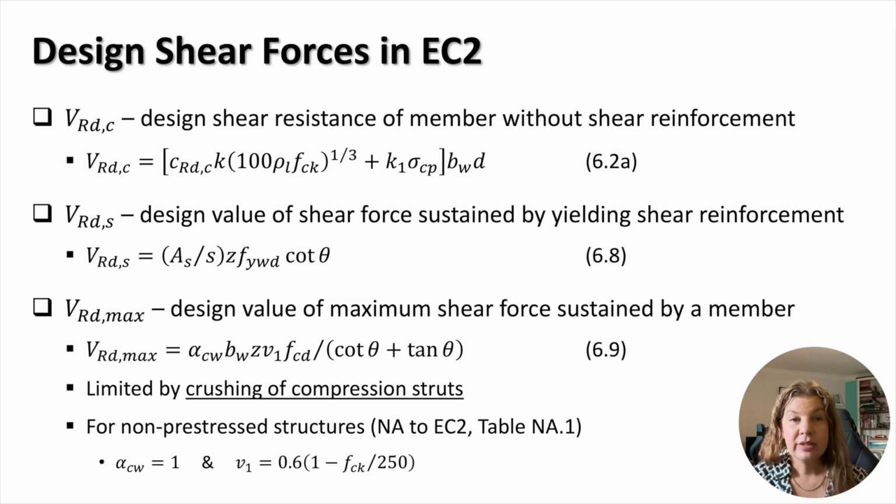V_Rd,s, which is the design value of shear sustained by yielding shear reinforcement, and V_Rd,max, which is the design value of maximum shear force sustained by a member. V_Rd,max defines the strength of the most loaded inclined compression strut, while V_Rd,s defines the strength of the tension ties. Let's see how the formulas for calculation of V_Rd,s and V_Rd,max are derived.